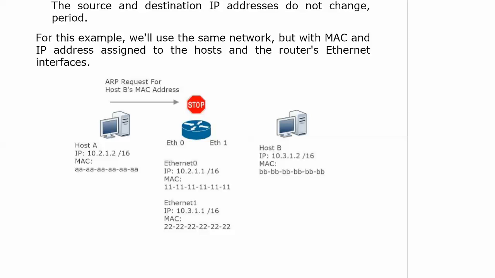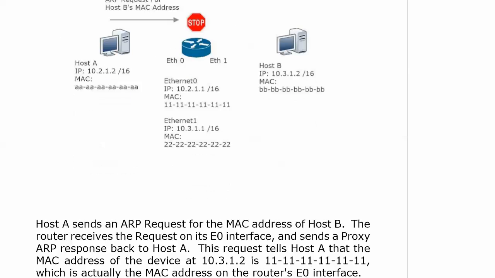And on Ethernet 1, 10.3.1.1/16, and a MAC address of all 2's. Now, host B has an IP of 10.3.1.2/16, MAC address all B's. And in case I didn't mention it and you're listening in instead of watching, Ethernet 0 on the router has a MAC of all 1's.